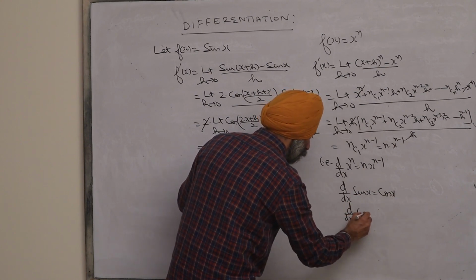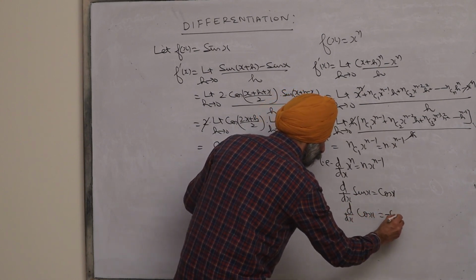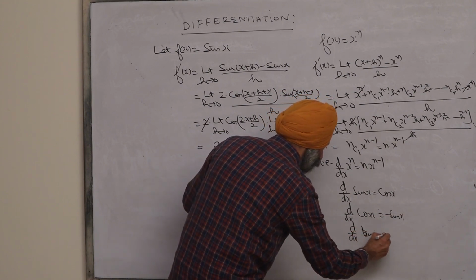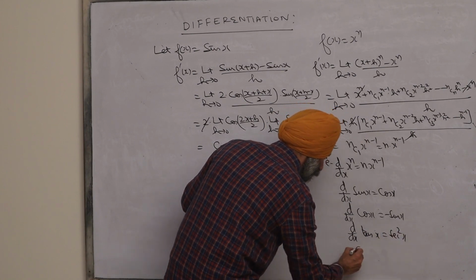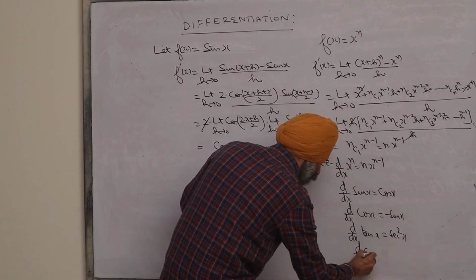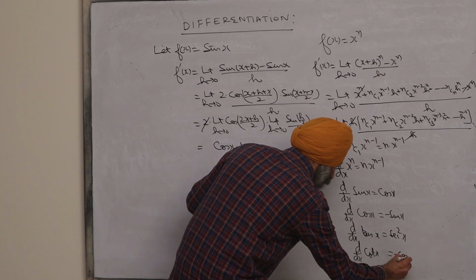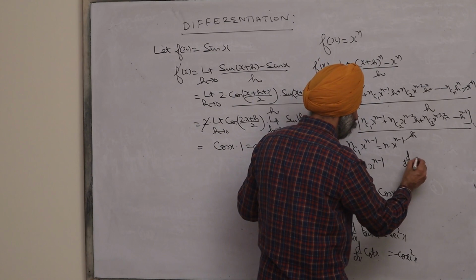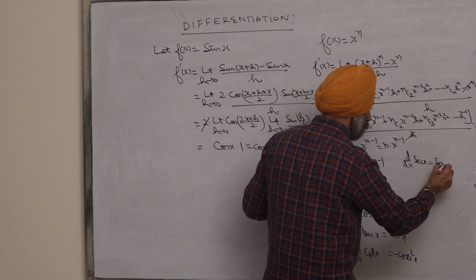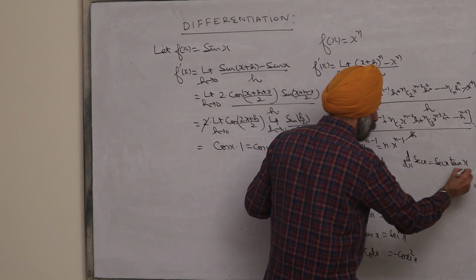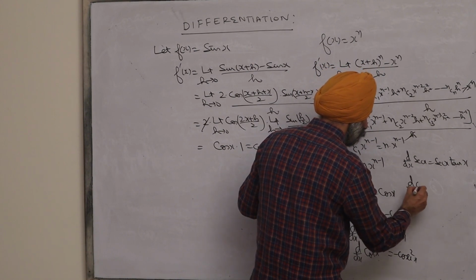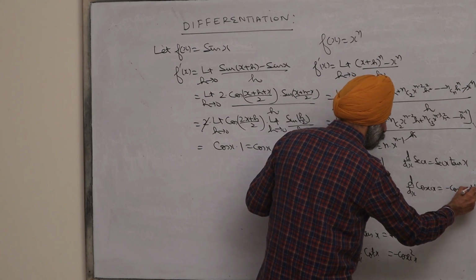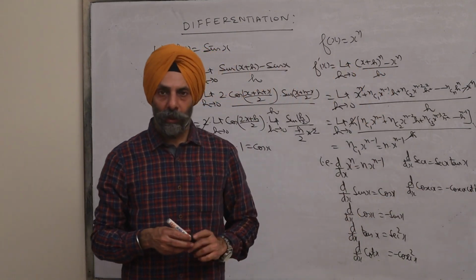Similarly, d over dx of cos x is equal to minus sin x. d over dx of tan x is equal to secant square x. d over dx of cot x is equal to minus cosecant square x. Then you have d over dx of secant x is equal to secant x into tan x. d over dx of cosecant x is equal to minus cosecant x into cot x.